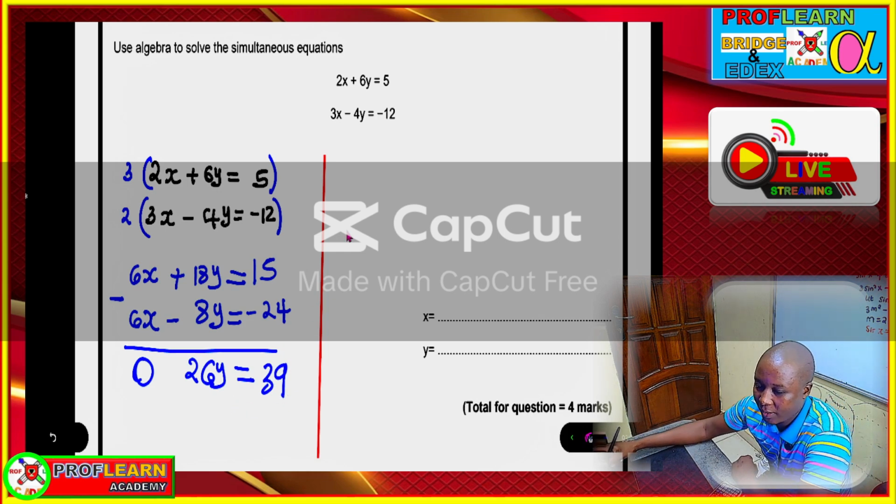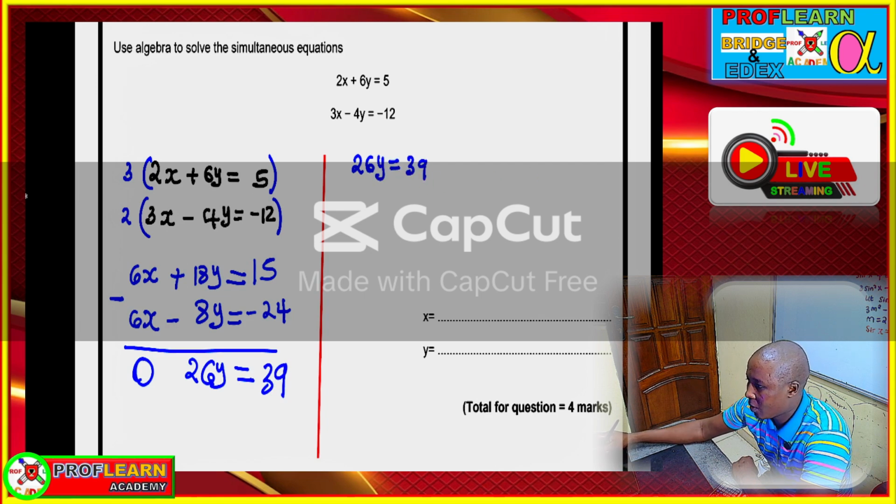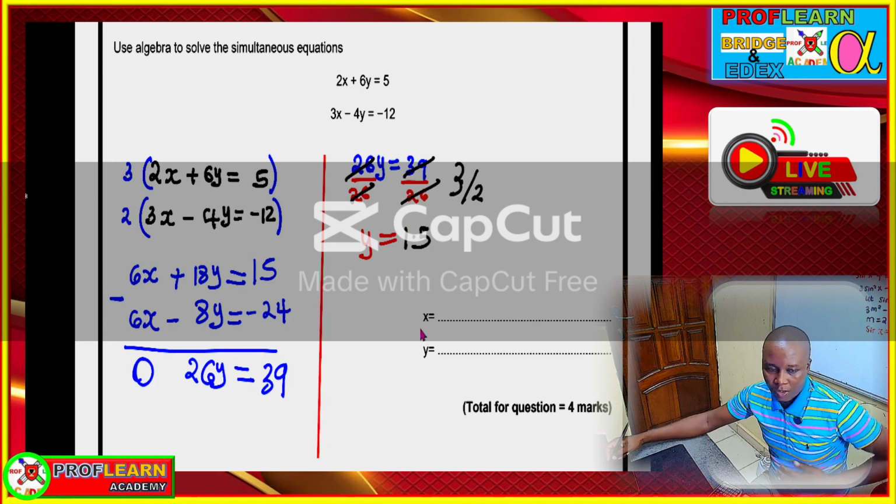So we are going to have 26y equals 39. Then we are going to divide both sides by 26. Our y is going to translate to 3/2, so that is 1.5. Yeah, can you check whether it's true?